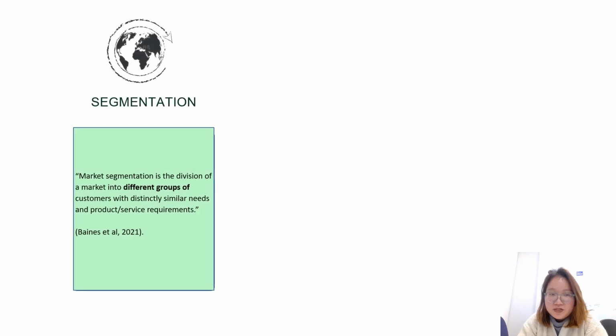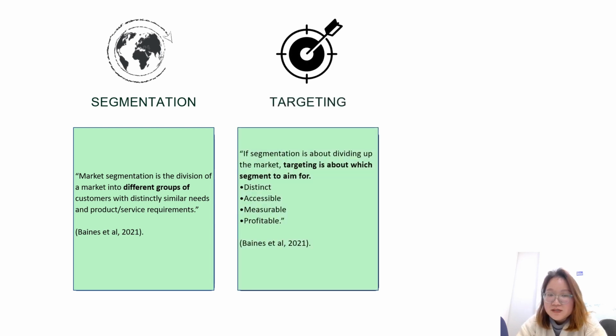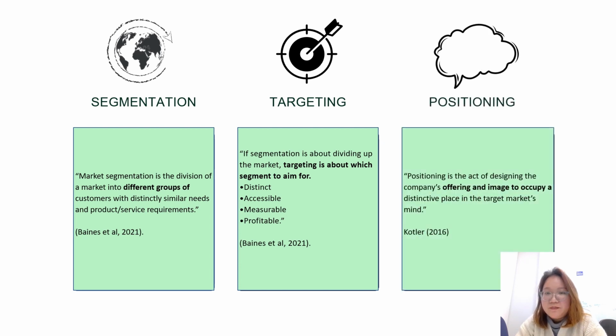Market segmentation is dividing a market into different groups of customers with distinct, similar needs and product and service requirements. If segmentation is about dividing up the market, marketing is about segmenting to aim for distinct, sensible, measurable, and profitable groups. And positioning is the art of designing the company's offer and image to occupy a distinctive place in the target market's mind.